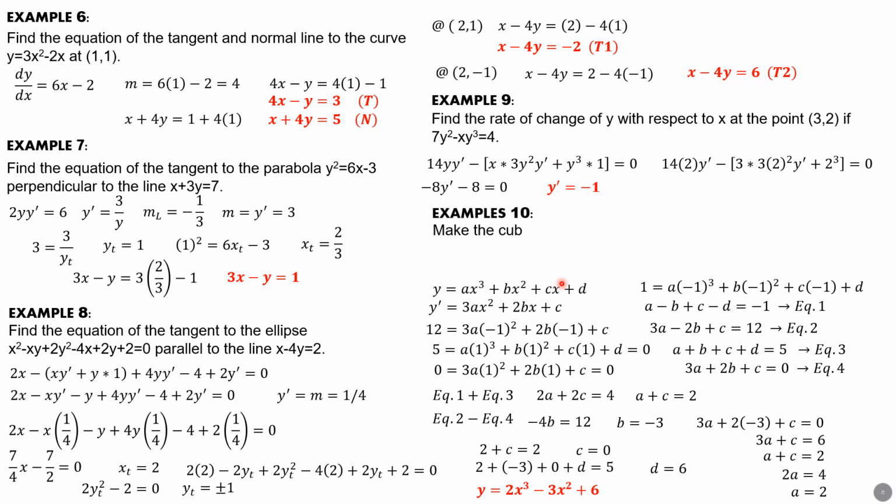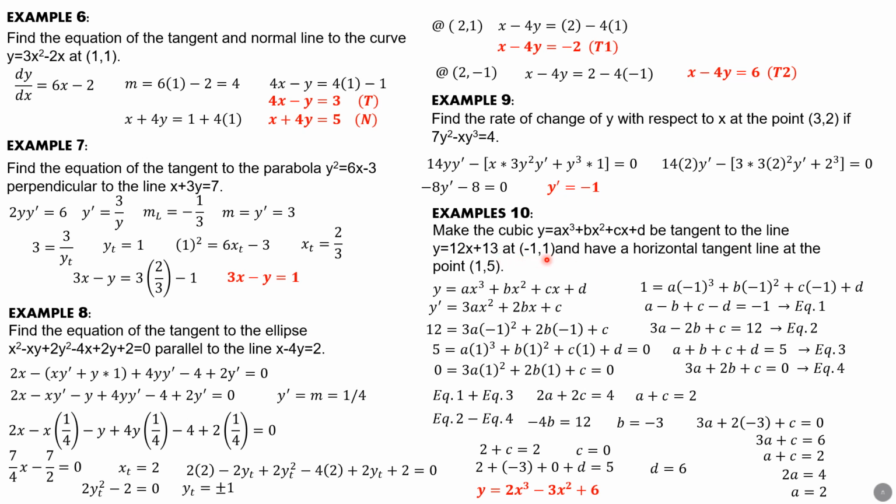Example 10. Make the cubic y equals ax cubed plus bx squared plus cx plus d tangent to the line y equals 12x plus 13 at the point negative 1, 1 and have a horizontal tangent line at the point 1, 5. There are 4 unknowns here. We evaluate a, b, c, and d. Let us check if there are also 4 conditions.